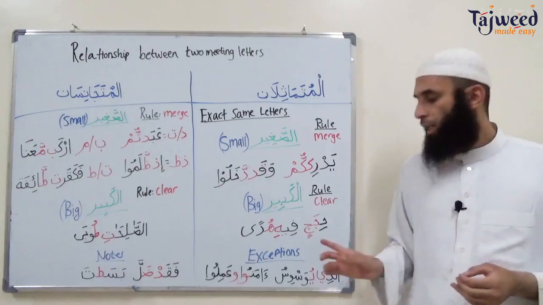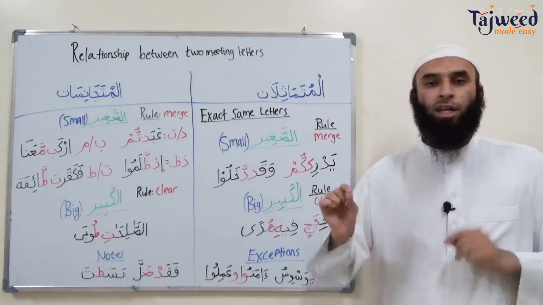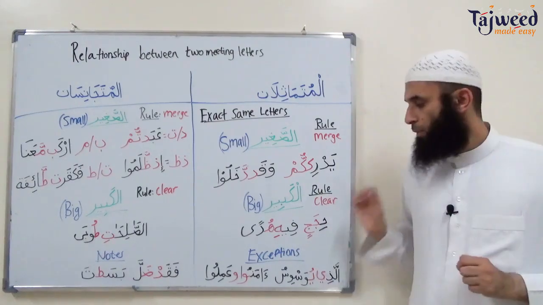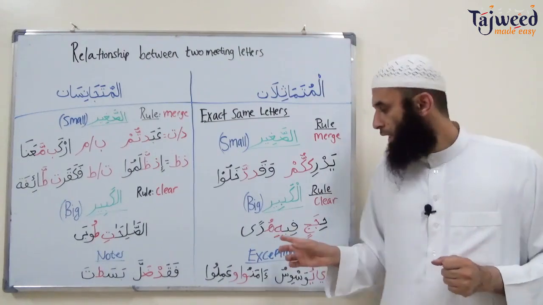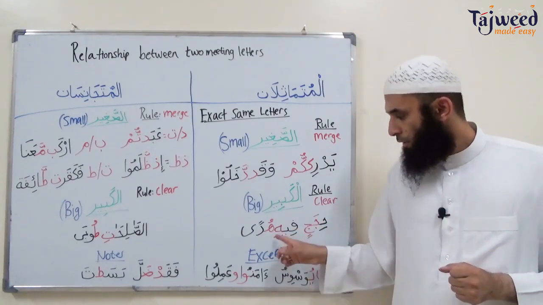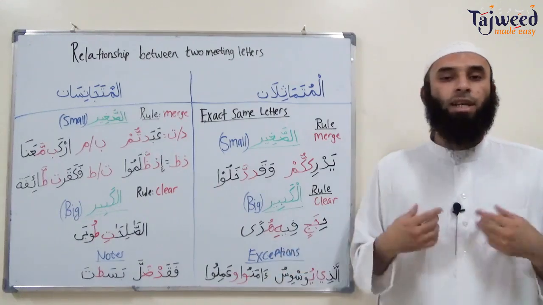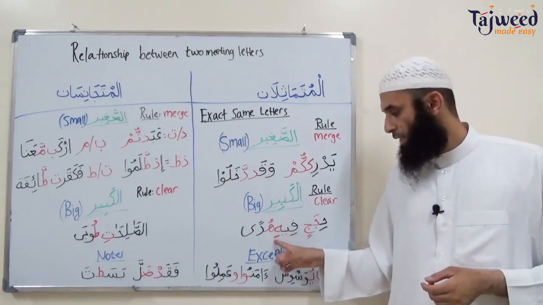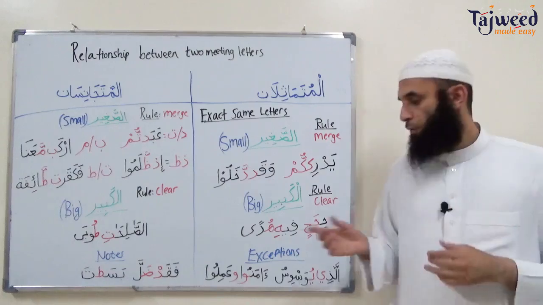So we have to make it clear. Hijaj, hijaj. We have to make the jims clear. Next example is fihi huda. The first ha has a kasra, the second has a kasra. First ha has a kasra, second has a dhamma. So we have to make it clear.